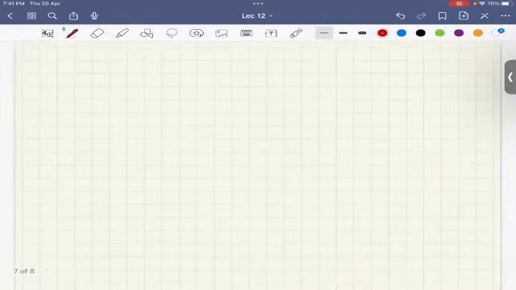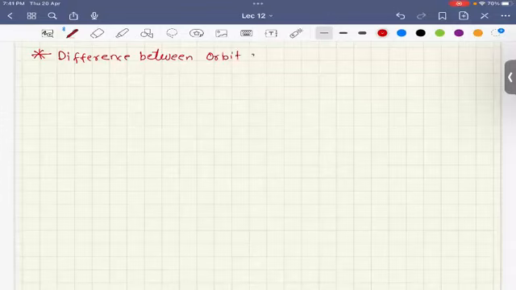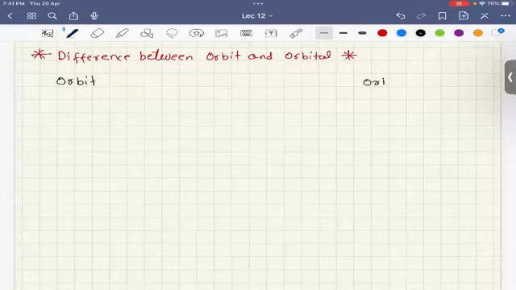The next topic is the difference between orbit and orbital, right? So just write this down. This portion we are going to write about orbit, and this portion orbital. This is like this.